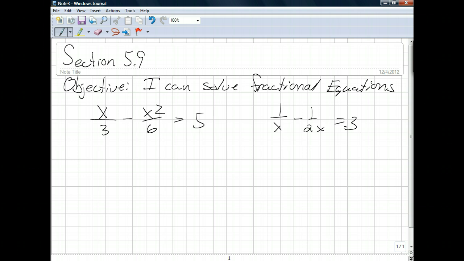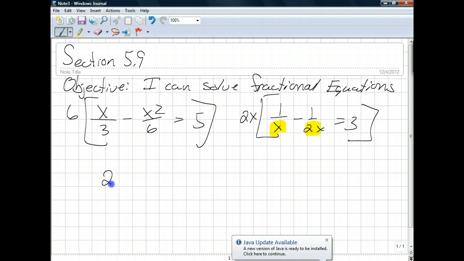So yesterday we looked at this and we said, well, we need a common multiple of 3 and 6, which was 6, and we multiplied the whole equation by 6 to get rid of the fraction. Well, in today's lesson, notice that the variables are in the denominator, but the process is just the same. We want to get rid of the denominator, so we determine what is the least common multiple of x and 2x. Well, the least common multiple of x and 2x is going to be 2x. So we're going to multiply the whole equation by 2x.